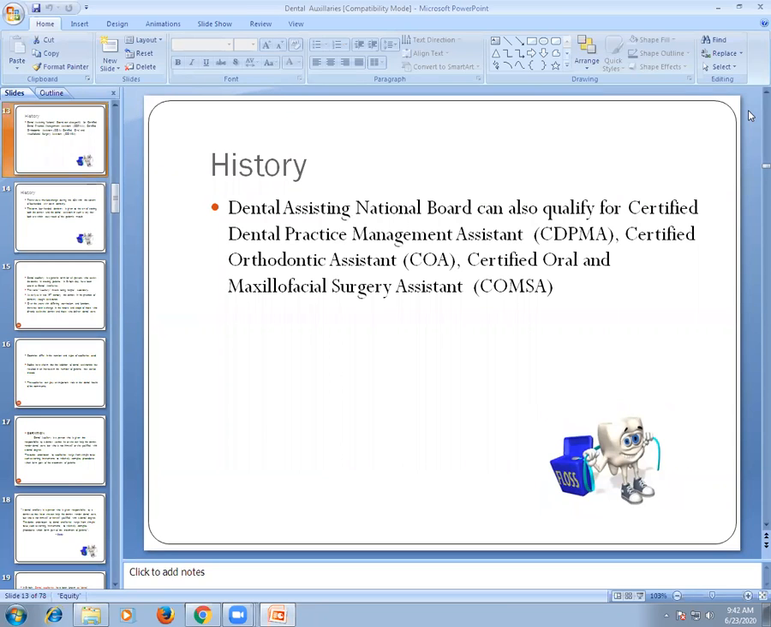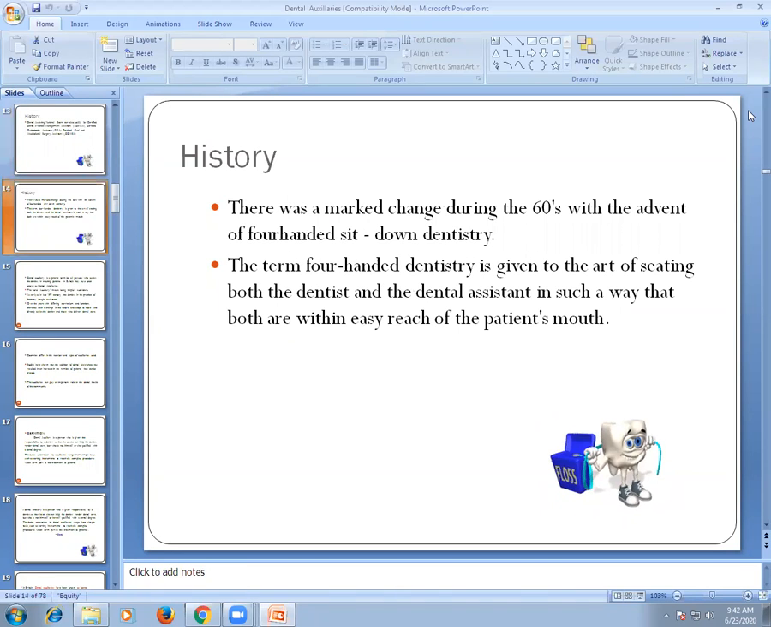The Dental Assisting National Board can also qualify assistants as Certified Dental Practice Management Assistant, Certified Orthodontic Assistant, and Certified Oral and Maxillofacial Surgery Assistant. There was a marked change during the 1960s with the advent of four-handed sit-down dentistry.